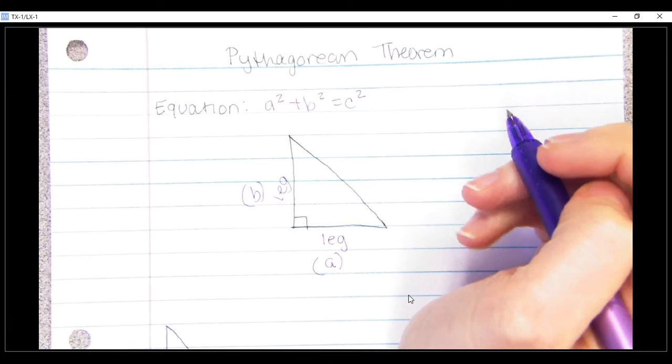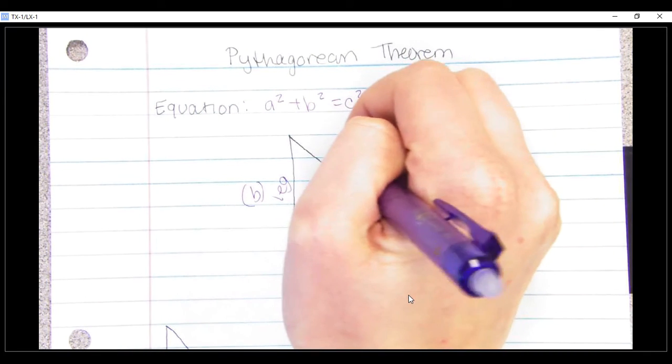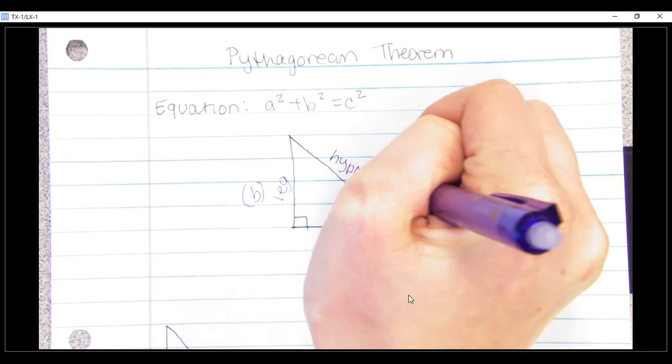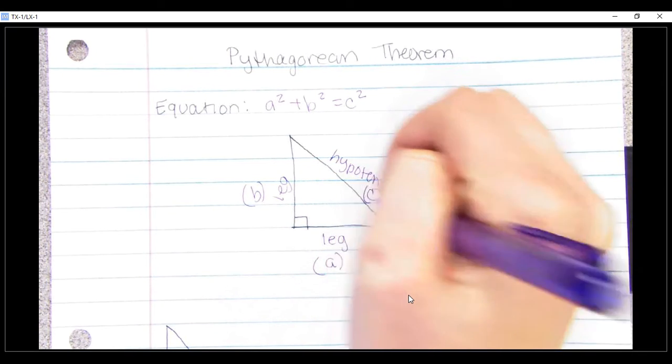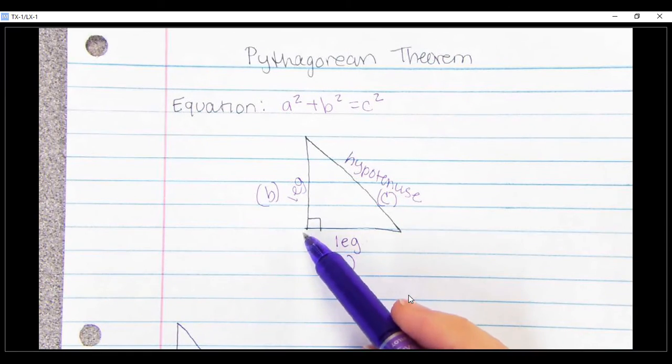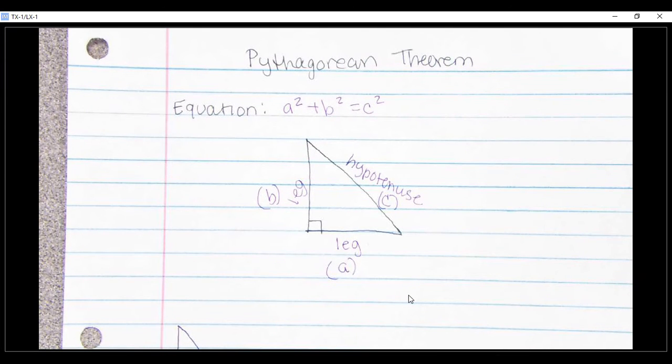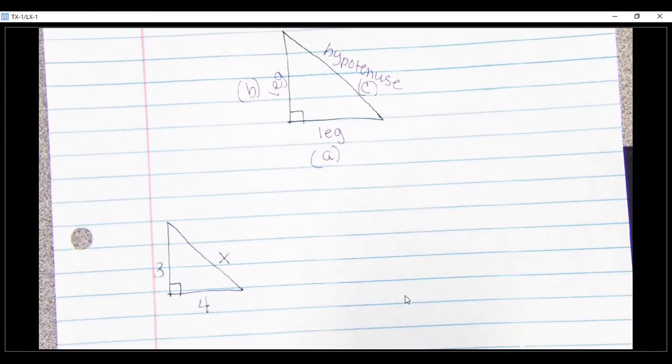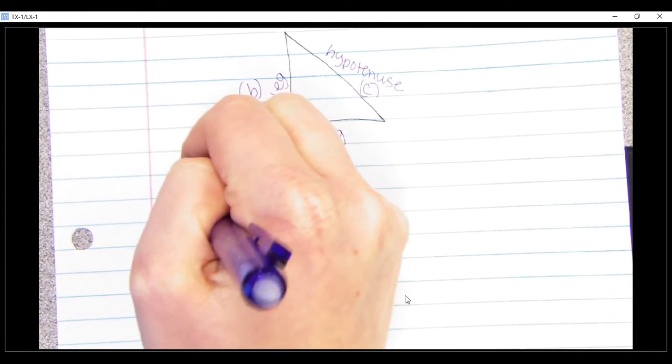The other part of a right triangle is going to be the hypotenuse. And that is represented by the letter c. That is always going to be represented as a letter c, and that is always going to be the longest side of the triangle. It's also going to be the side of the triangle that is opposite of the right angle.